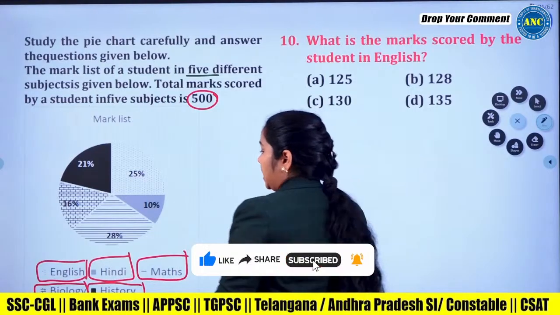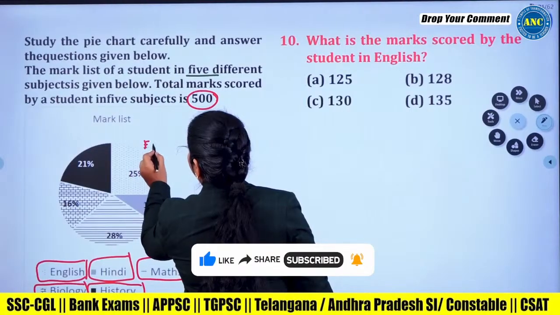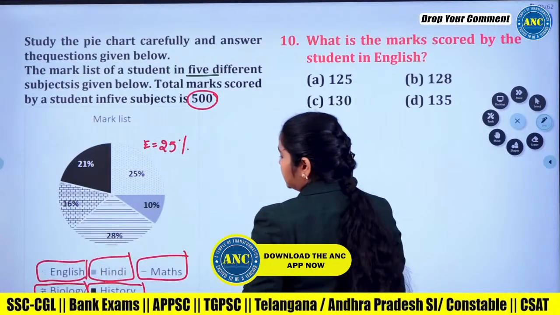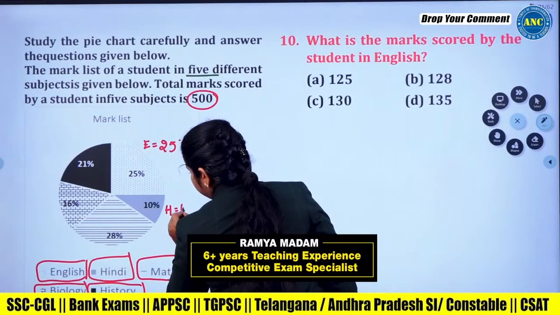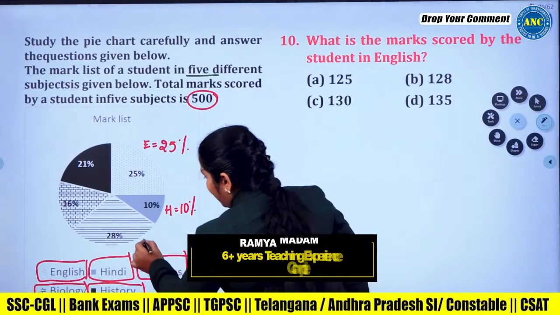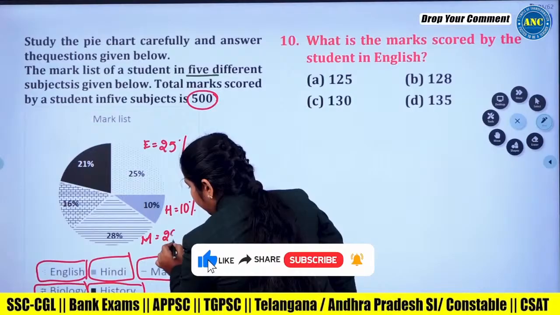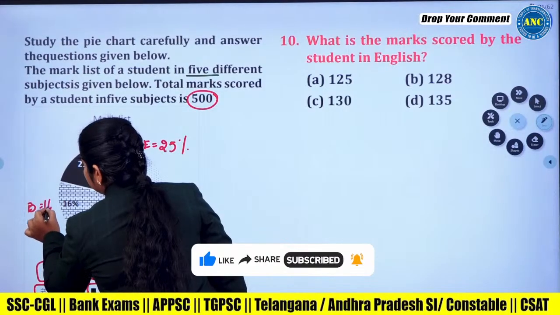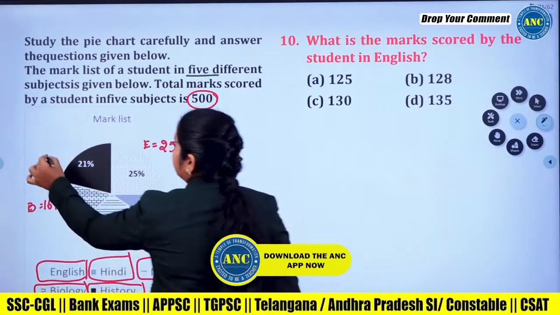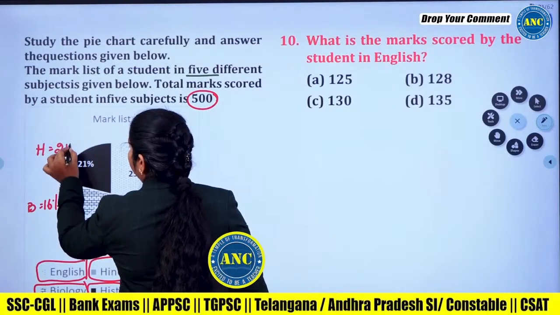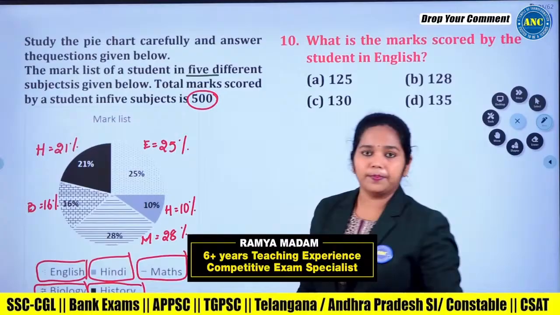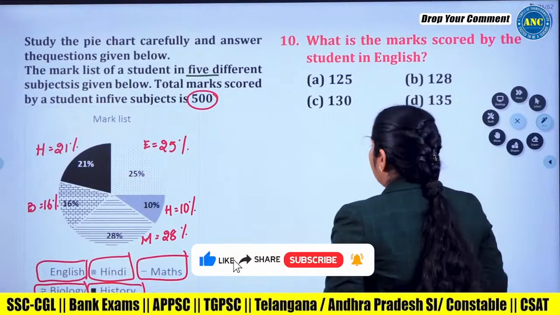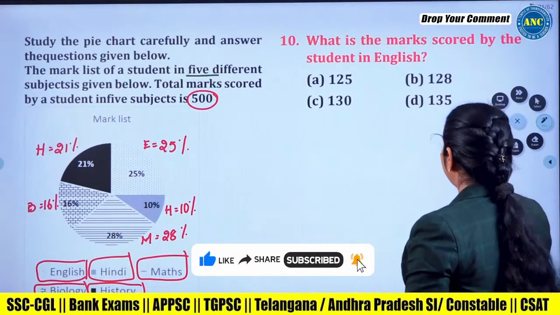Good. English is 25%. Then comes Hindi, which is 10%. Then comes Mathematics, which is 28%. Then comes Biology, which is 16%. And History, which is 21%. This is the data given here. You all understood the data, right? Now coming to the questions.